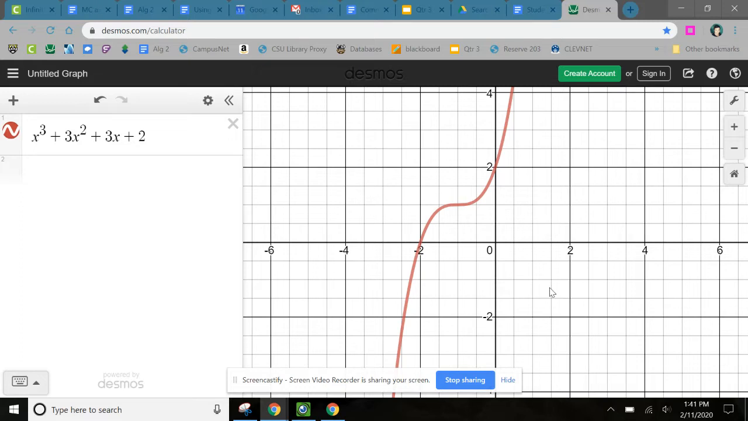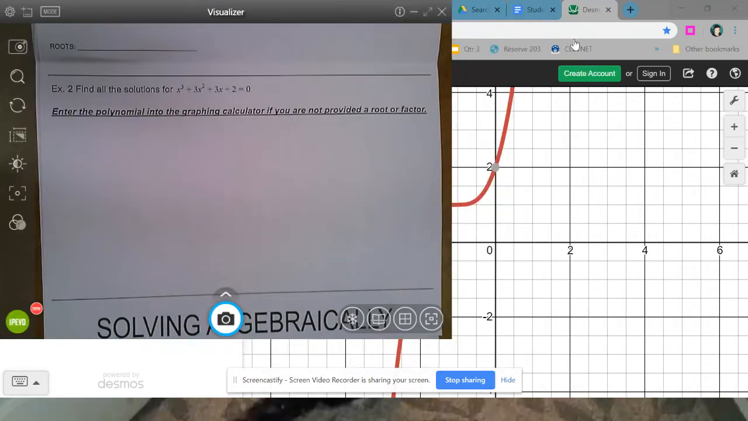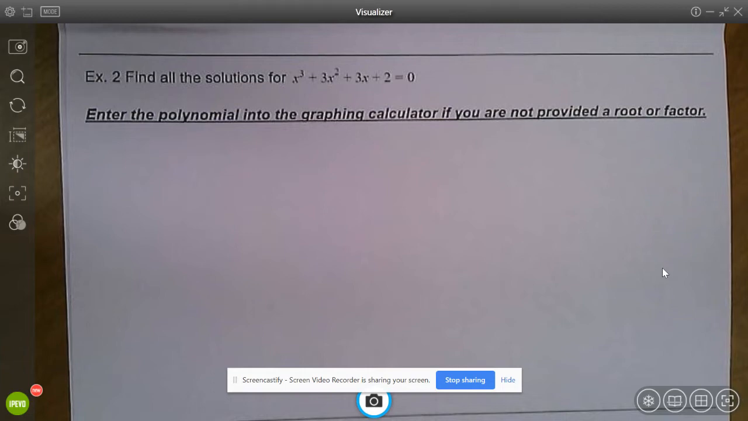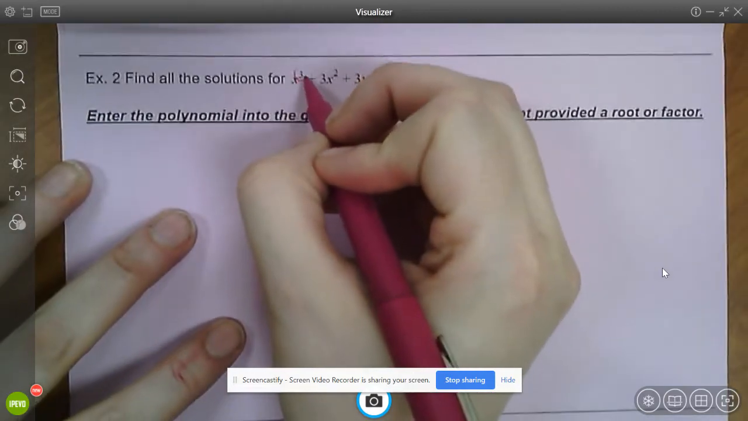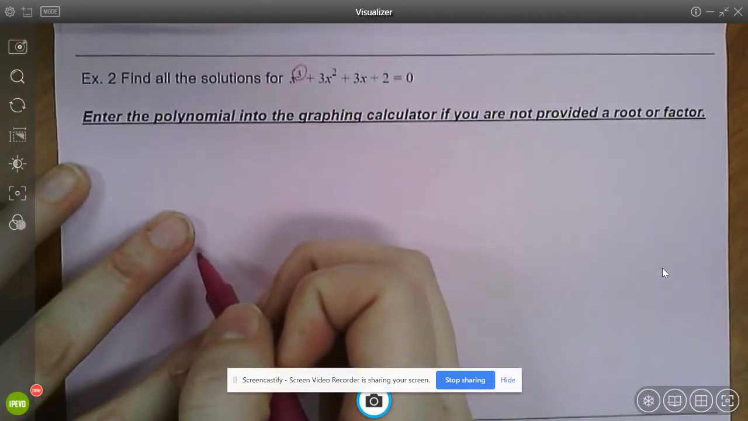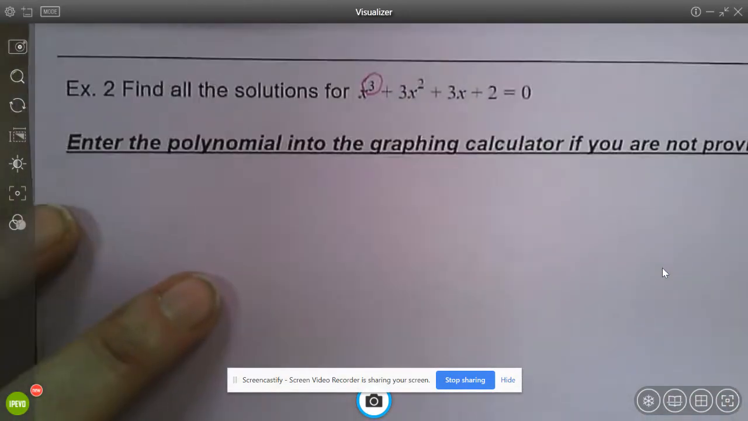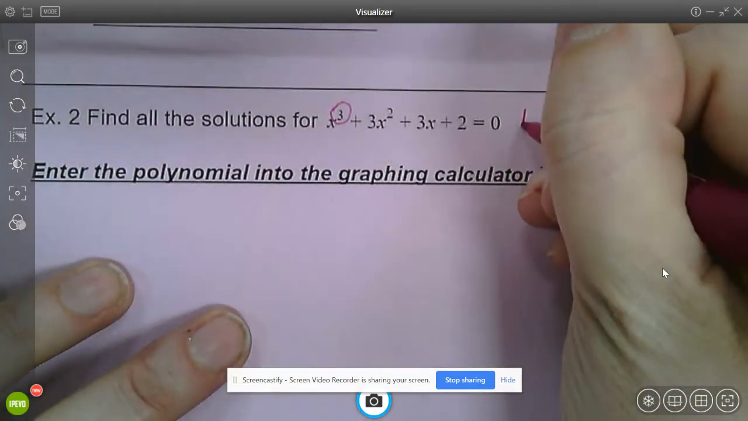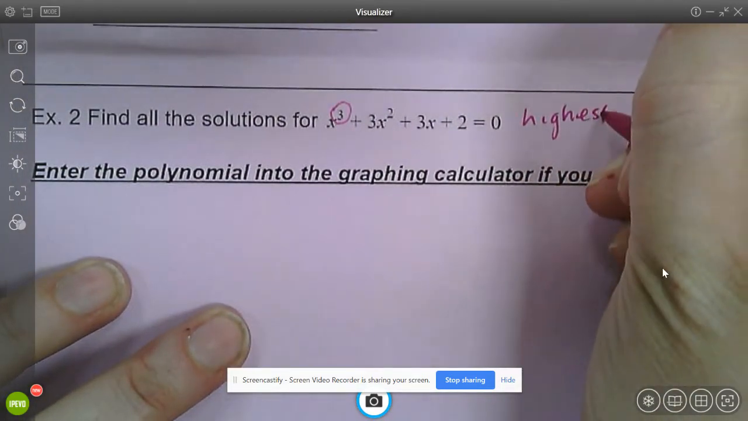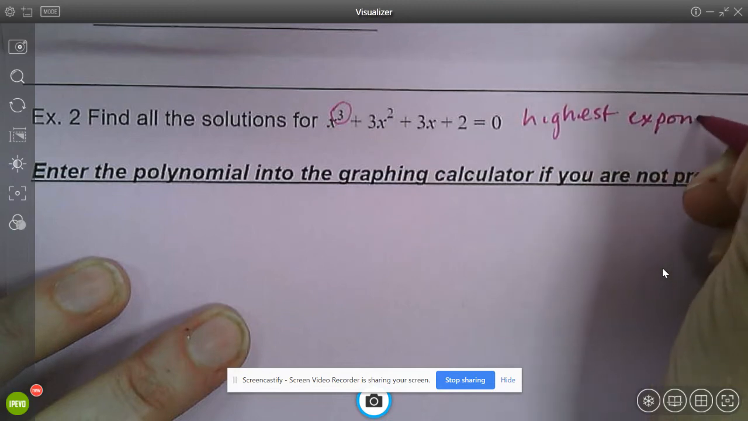And this is the full graph. I'm not missing any roots or x-intercepts that you can't see. This is it. So what's different about this, and this is what we're going to write on our paper, is I actually can't see all the roots. Well, how do I know how many roots there's supposed to be? So the first thing you're going to do is look at your highest exponent. And your highest exponent in standard form is called the degree.